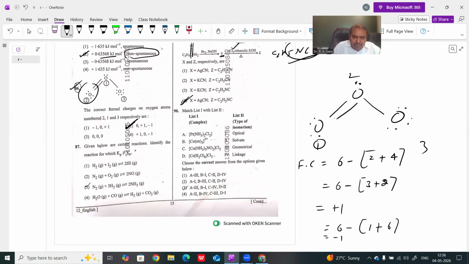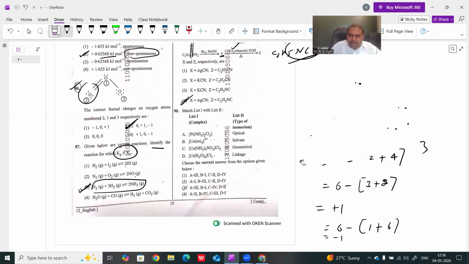Question number 87, very important, taken from chemical equilibrium. Identify the reaction in which Kp does not equal Kc, meaning delta n_g is not equal to 0. First, delta n_g is 0 and Kp equals Kc, but in the case of the third reaction, delta n_g is not 0, and hence Kp does not equal Kc.